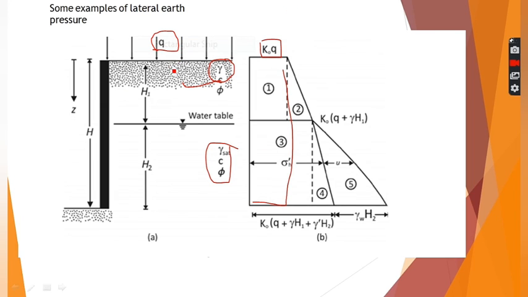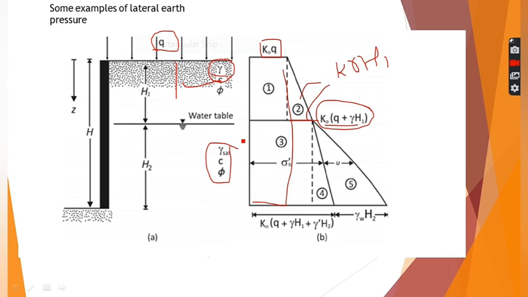Next, for this particular portion, there is no moisture, or there is no saturation or submergence of soil. So the value of pressure here will be K into gamma into H1. So total will come out to be K into Q plus K into gamma into H1, which they have written here in a single equation.